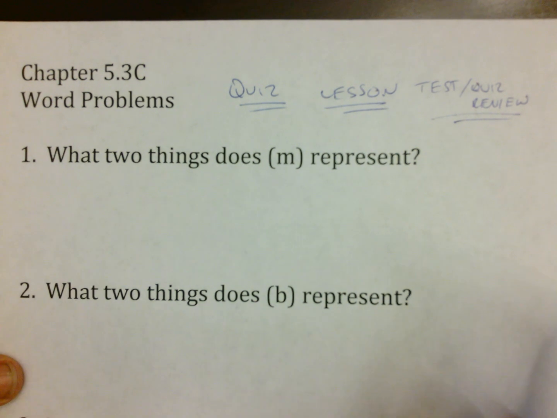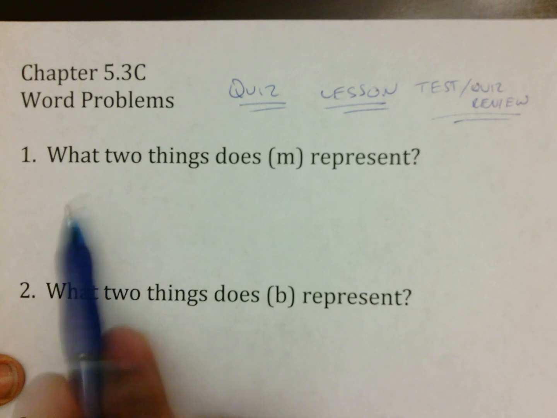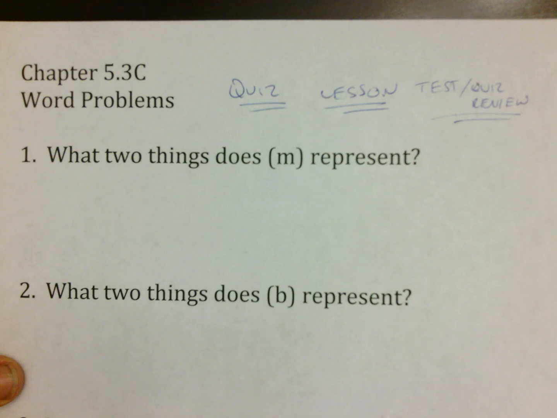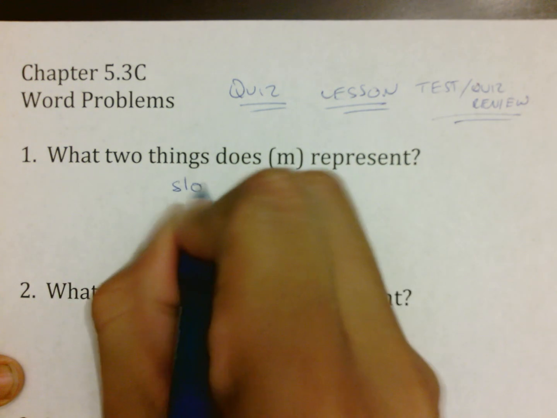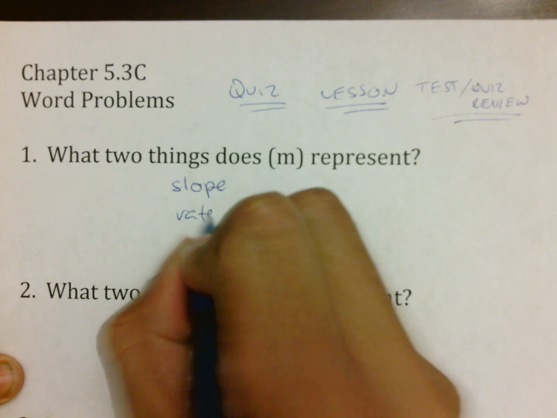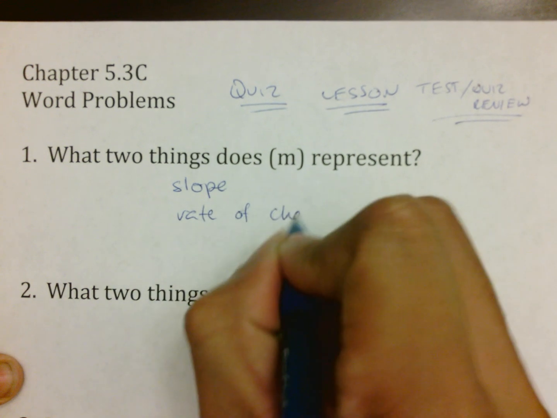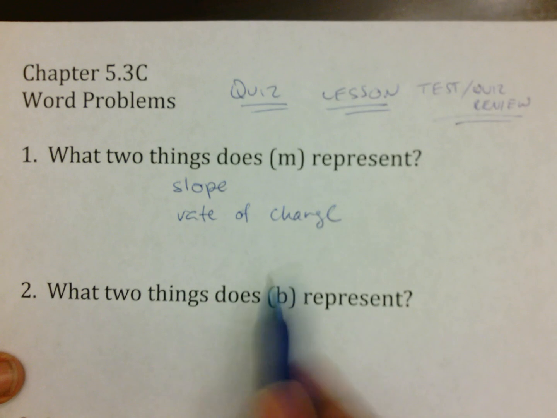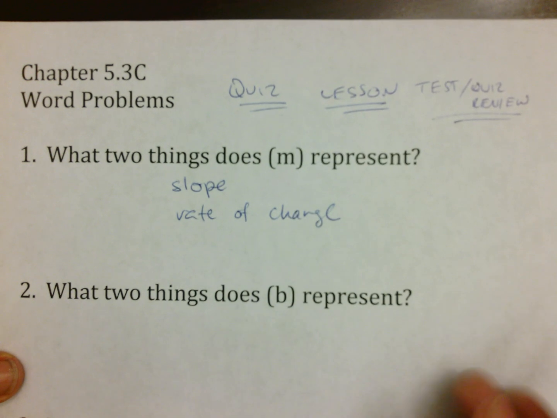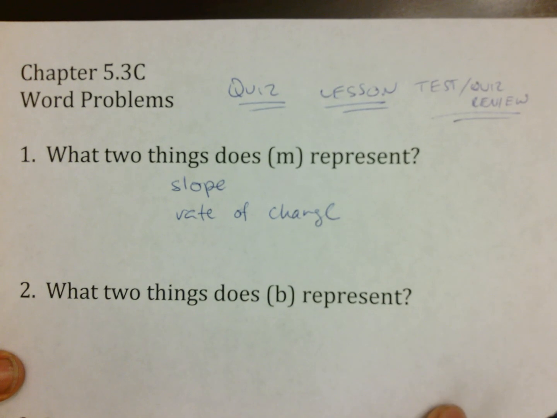But either way, the first question says, what two things does M represent? If you remember all the stuff we did, we talked about M representing slope and M representing rate of change. So again, M is slope, M is rate of change. Those were the two things that we learned about. Just making sure that we knew.